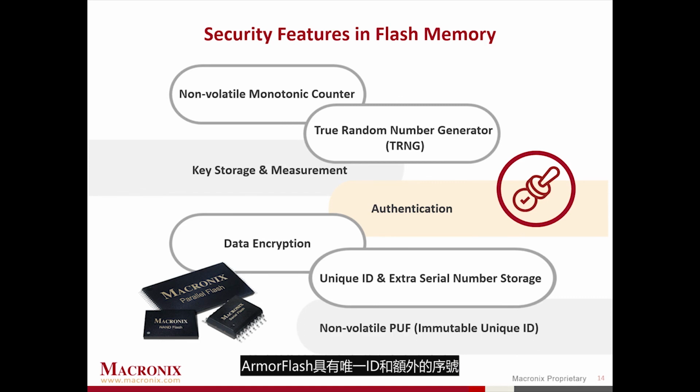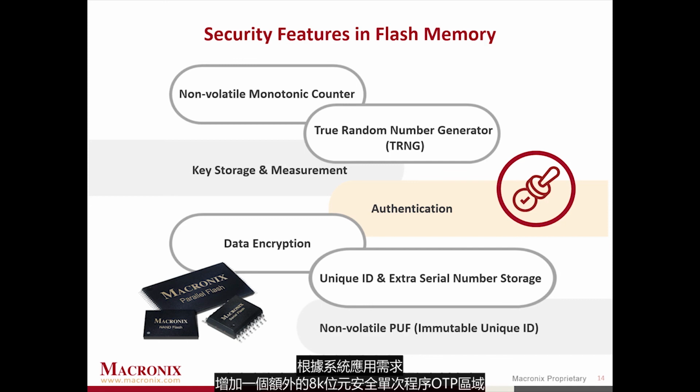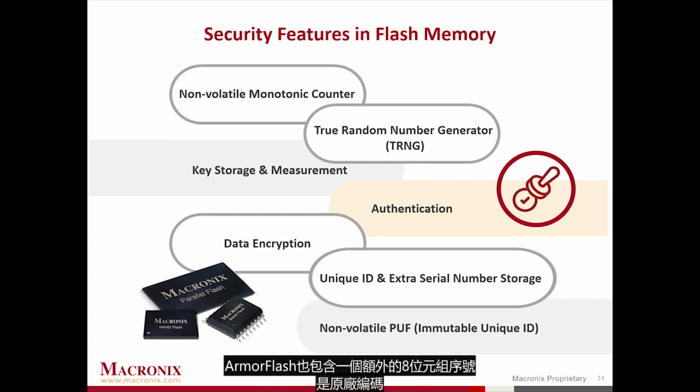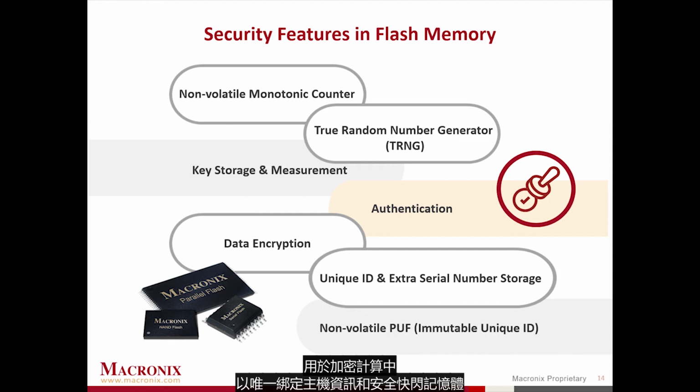Armor Flash has a unique ID and extra serial numbers. An additional 8K-bit secure one-time program OTP area is added for storage of unique identifiers and static data according to system application demands. The 8K-bit secure OTP area further decomposes into 2 rows of 4K-bit configurations. Armor Flash also incorporates an extra 8-byte serial number, which is factory coded and is used in cryptographic calculations to uniquely bond the host and secure flash.